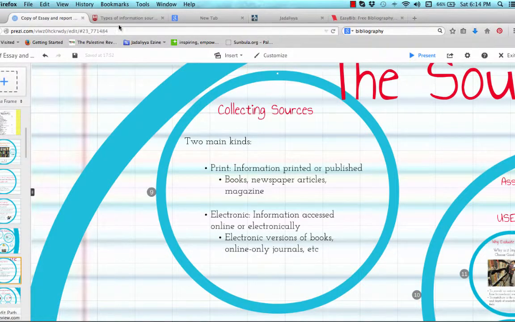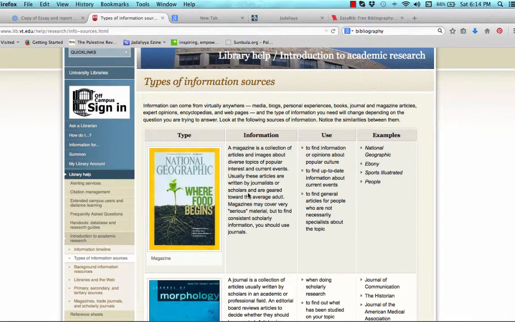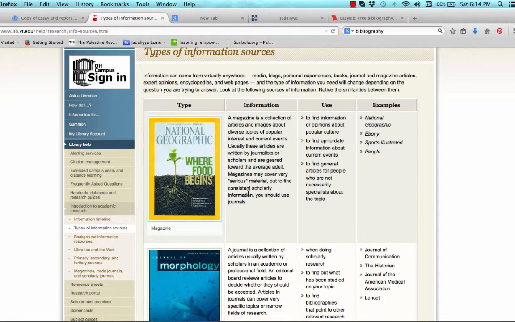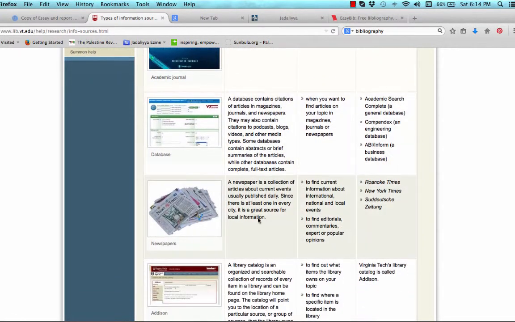So let's take a look at the types of information you have. This is from Virginia Tech University. So there are many different types of sources. A magazine, for example, National Geographic, would be a print source. A magazine has a collection of articles that you can actually hold and flip through. An academic journal, if you can touch it and hold it and flip through it, is also a print source. A newspaper, again, any type of newspaper you read that you can hold is a print source.